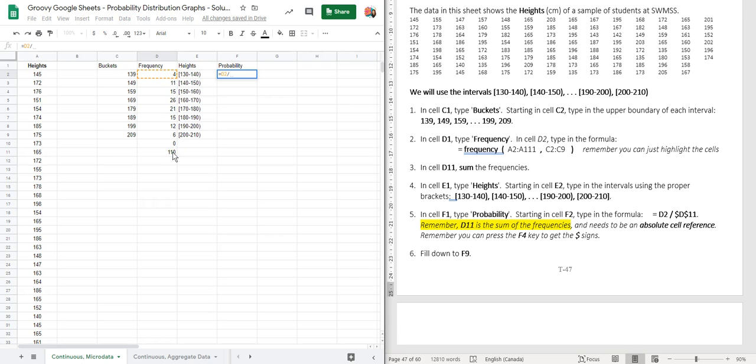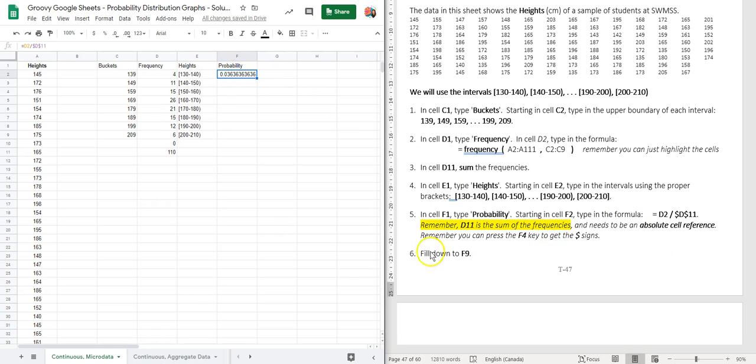And it needs to be an absolute reference, so you need the dollar signs before the D and before the 11. So you have to press your F4 or your function F4, whatever that command is on your computer. If you can't get it, you can just type in a dollar sign before the D and a dollar sign before the 11. And when you click enter, that is now showing that that absolute frequency of 4 has a relative frequency or probability of approximately 0.036.